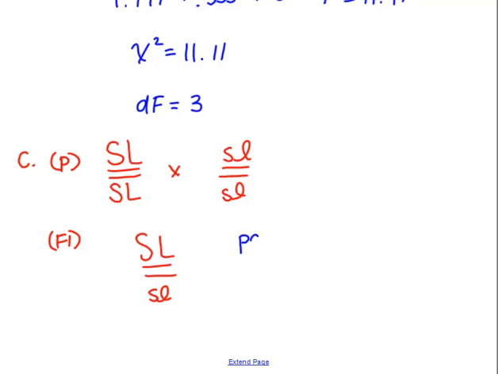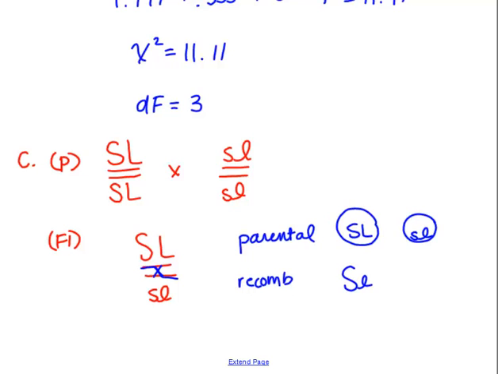Now what genotypes can these F1 individuals make? They can make parental gametes, which would be big S, big L, little s, little l, or they can make recombinant gametes, which would be, if a crossover happened here, big S, little l, and little s, big L. Okay.